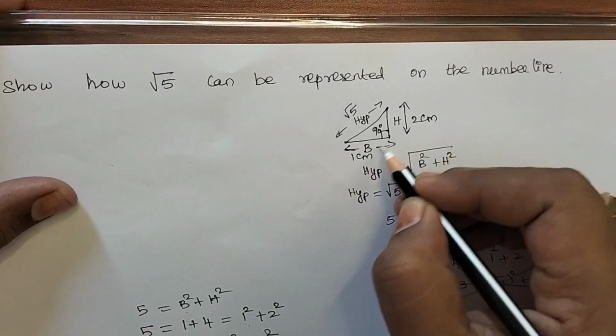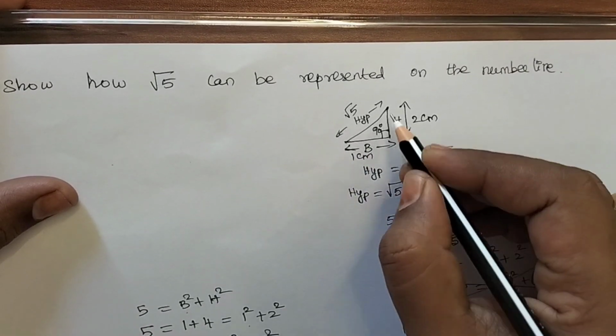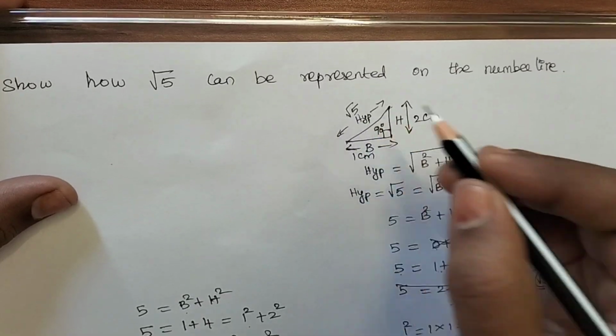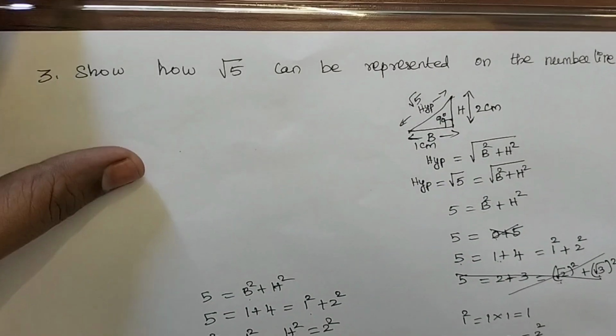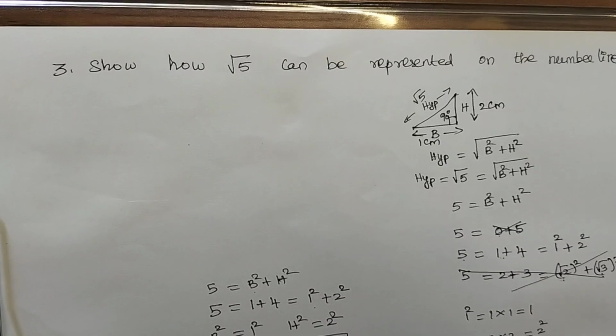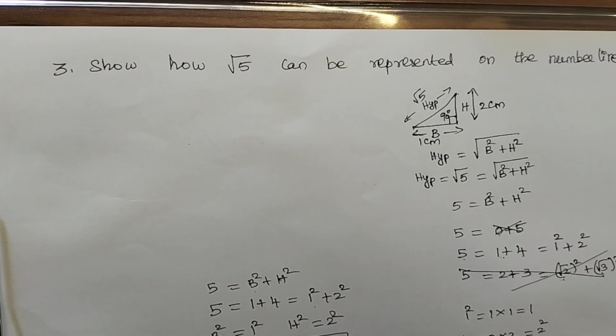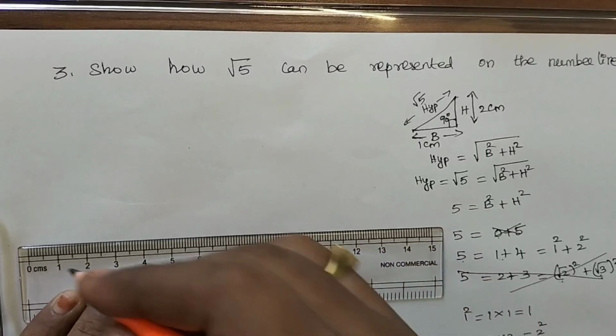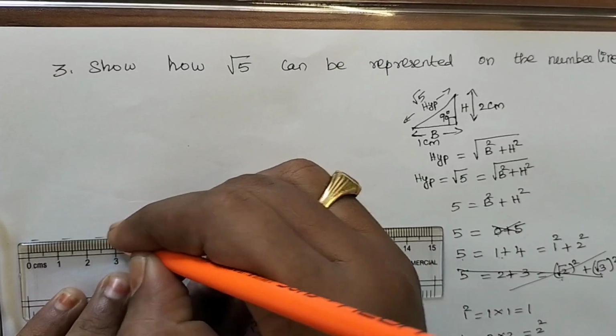So if I consider these two values and I draw base and height, definitely when I join this point and this point, I will get what? Root 5. That is what I am going to do. So use the scale and pencil. First draw the number line with the dotted lines. Just draw the dotted lines like this.